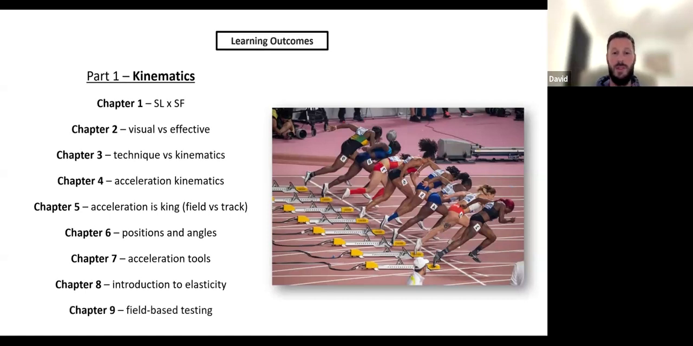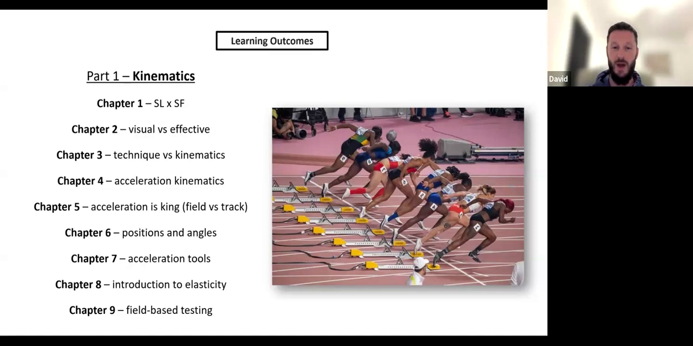So what we're going to do is really home in on that difference between track versus field positioning. So blocks versus standing, what the field positions do right or wrong, what the best athletes do that is similar to track athletes, and generally field athletes don't look like track athletes. And I'm going to hopefully show you why.